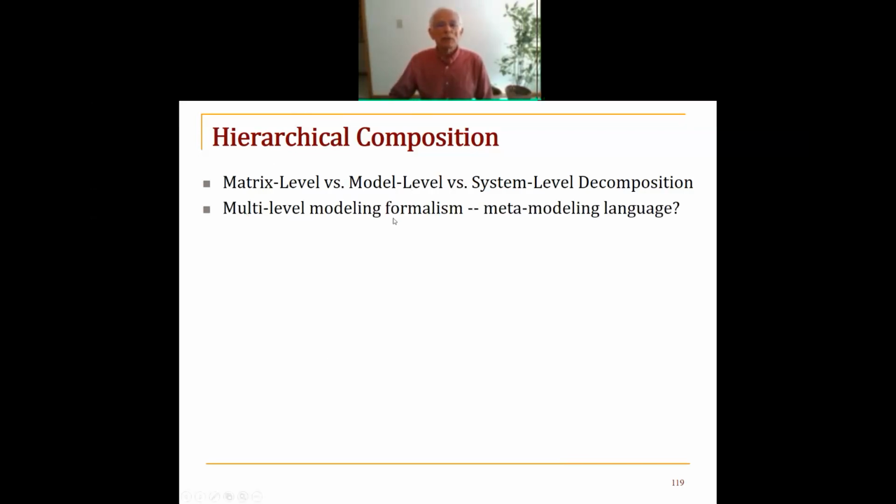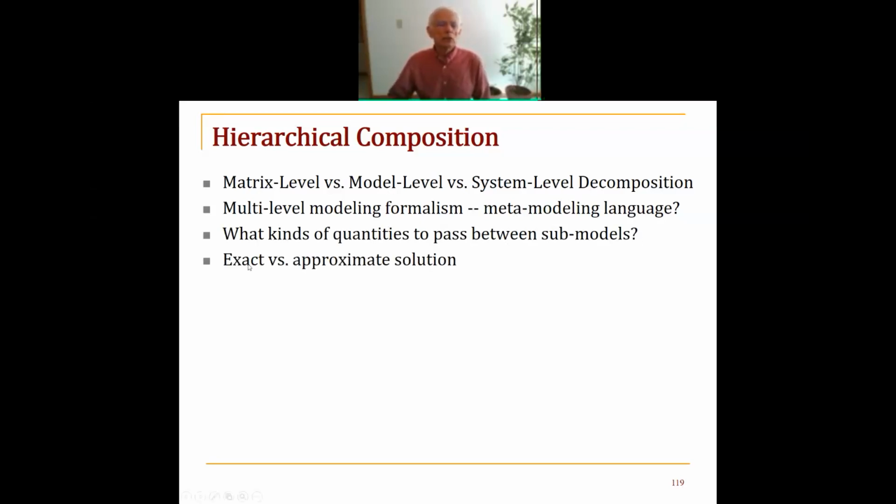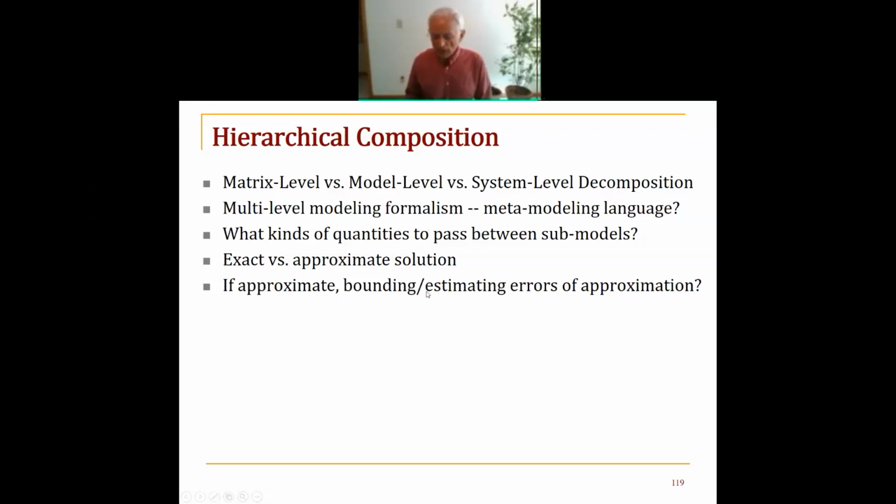Multi-level modeling formalism: I don't believe that formalism exists, and we need to develop it. We have some effort, a little bit of effort, to develop a meta-modeling language. And then what kinds of quantities to pass between submodels? Is there a restriction or is it arbitrary? Is the solution that we obtain by this hierarchical composition exact or approximate? If it is approximate, can you bound the modeling errors of approximation? Can you estimate or bound the errors?